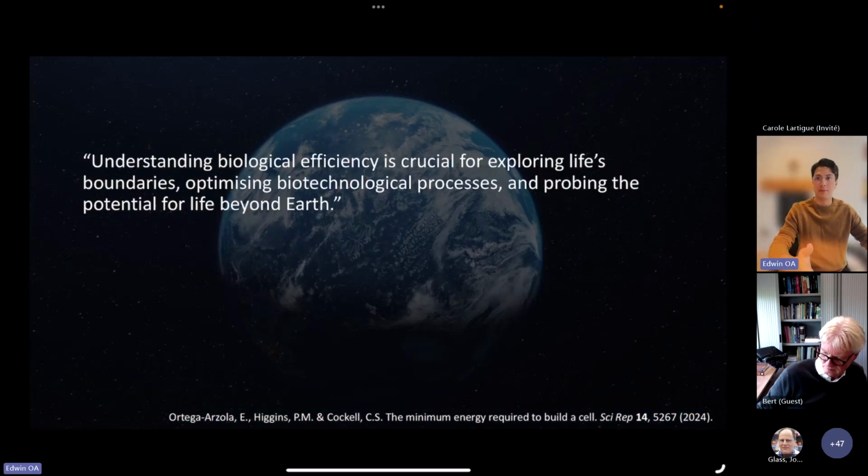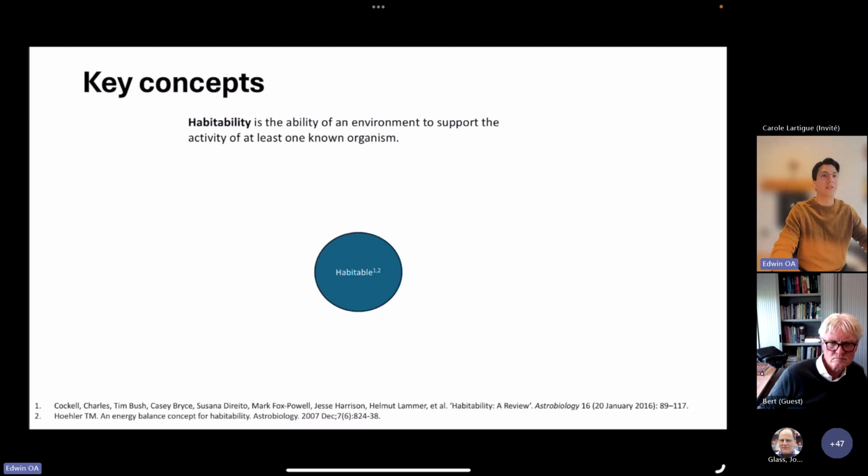We're going to talk about maximizing the biological efficiency, but I like to start by setting the right context. Understanding the biological efficiency is crucial for exploring life's boundaries, optimizing biotechnological processes, and proving the potential for life beyond Earth. And you may not know this already, but your research is already contributing to sustainability and space exploration at the moment. But let me develop and reach this point.